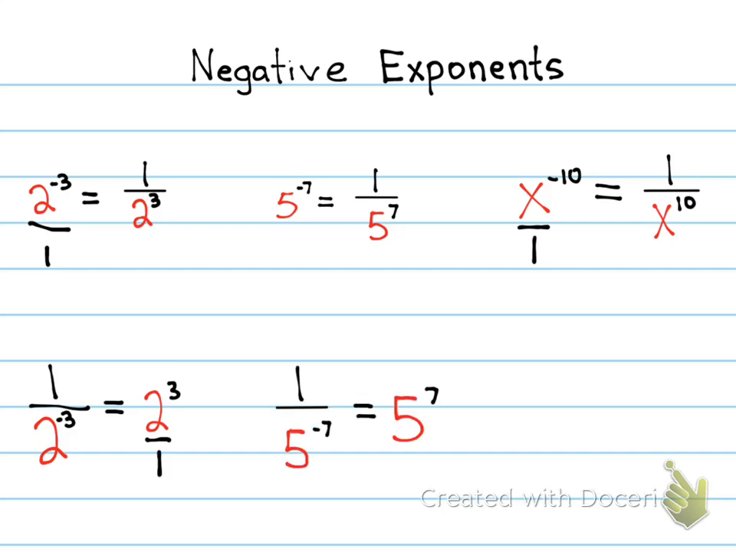So I can do the same thing. 1 over 5 to the negative 7 is just equal to 5 to the positive 7. And I can do the same thing with an x, 1 over x to the negative 10. To make that positive, I'm just going to flip it up. So it'll just be x to the positive 10. So let's look at a couple of examples here.